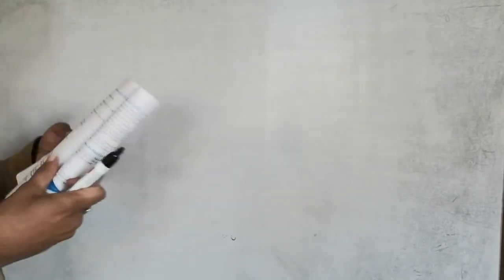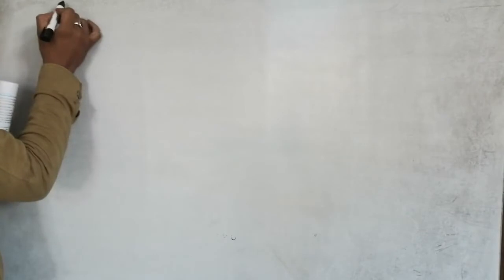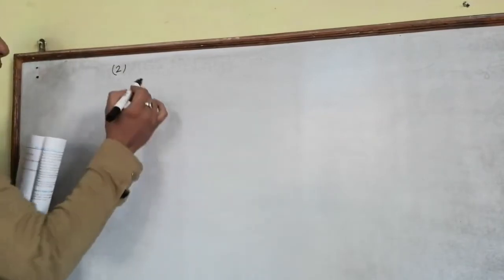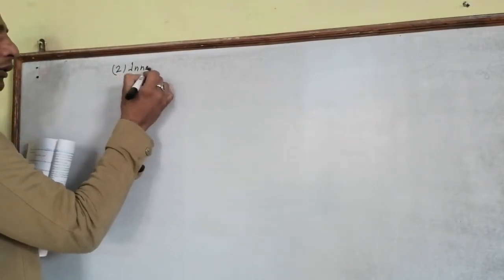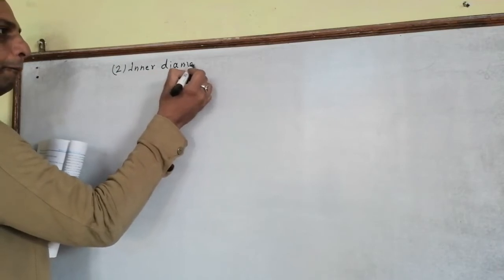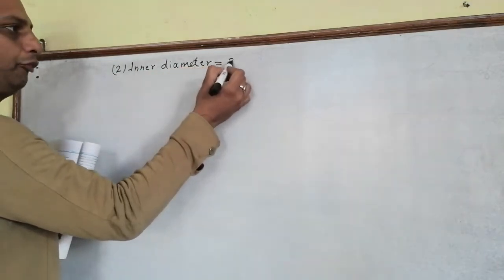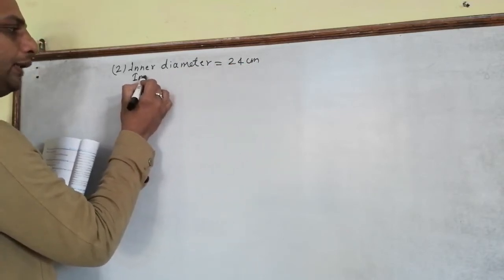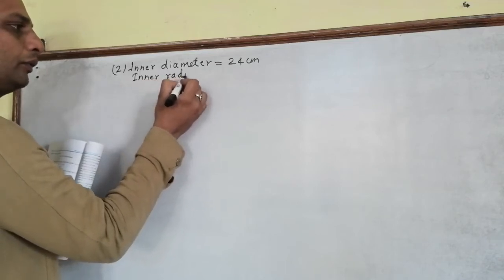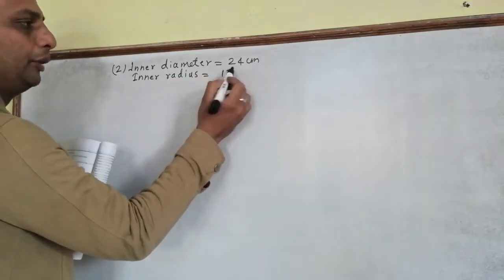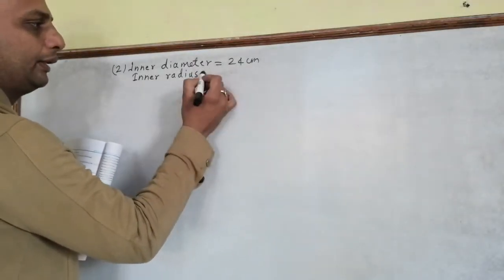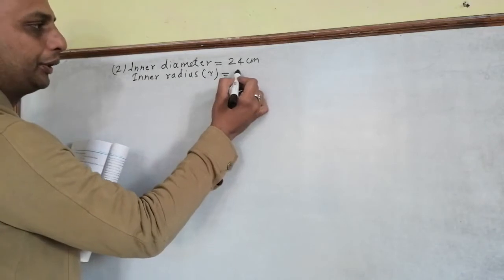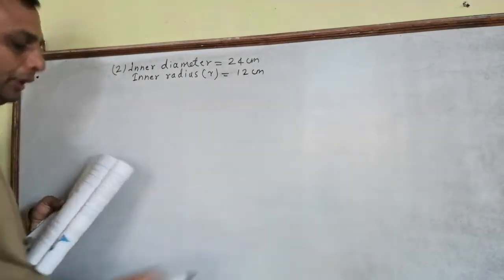Question 2 says the inner diameter of the wooden pipe is given as 24 centimeter. Since the inner diameter is 24 centimeter, the inner radius will be 12 centimeter. We will denote the inner radius with the small letter r, so r is 12 centimeter.